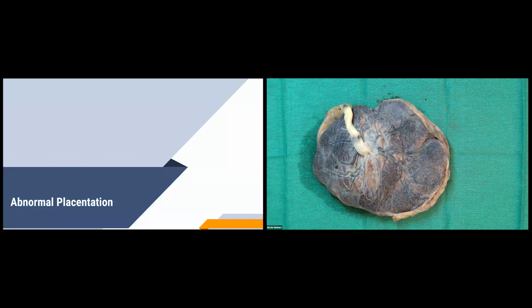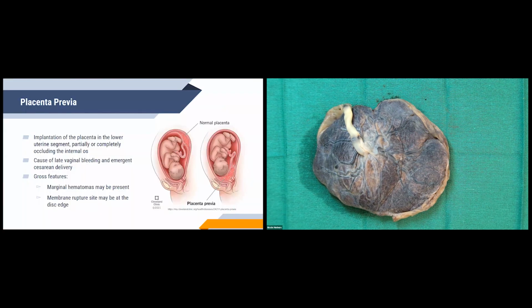So now we'll talk about abnormal placentation. Placenta previa is when the placenta inserts or implants onto the lower uterine segment. This can partly or completely occlude the internal os, and can cause late vaginal bleeding and emergent cesarean delivery. For gross features to look out for, there may be a marginal hematoma. Also, the membrane rupture site may be closer to the disc edge.